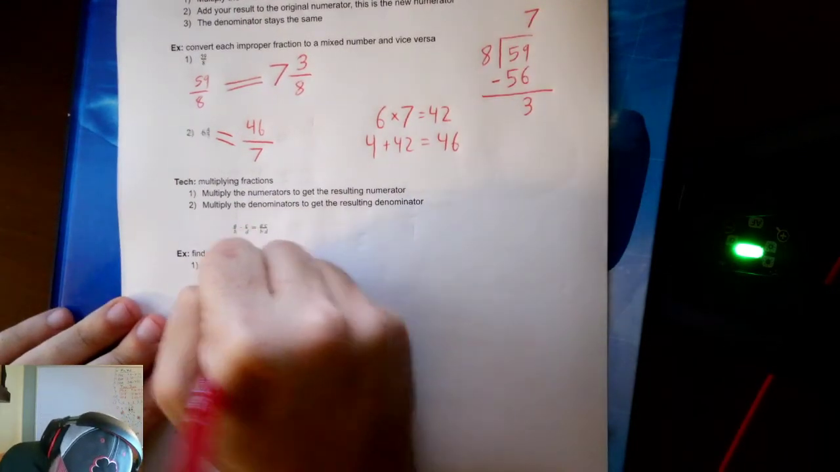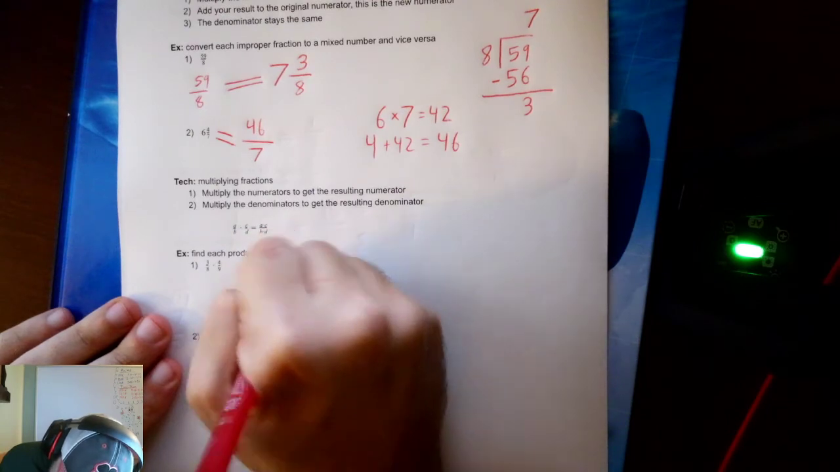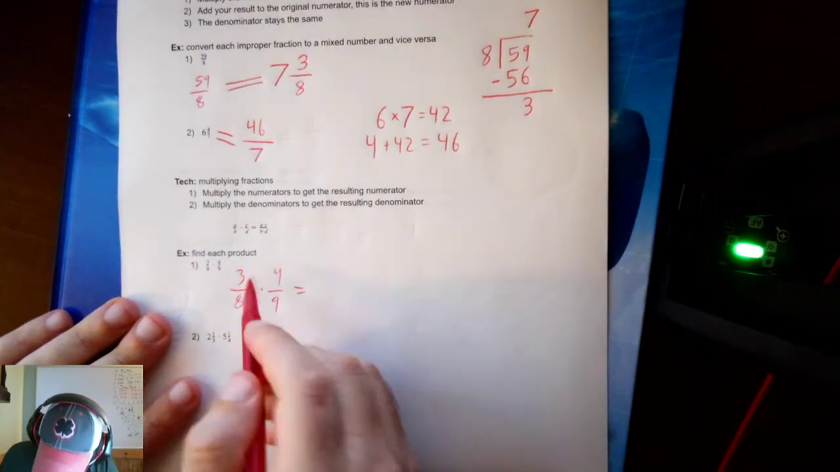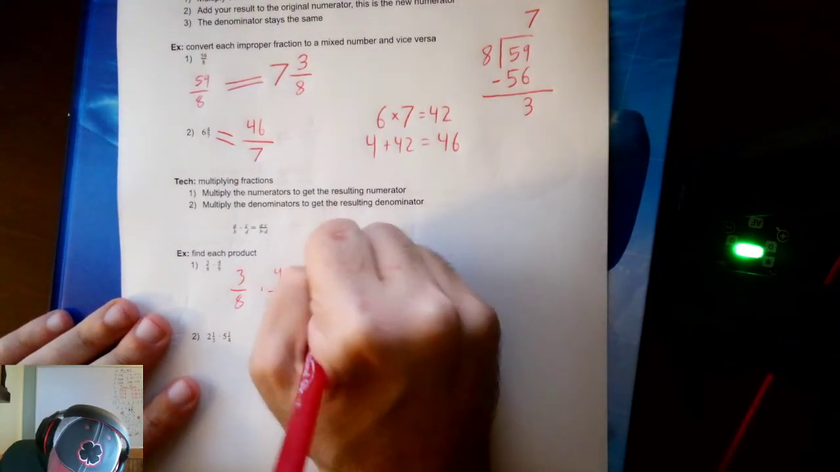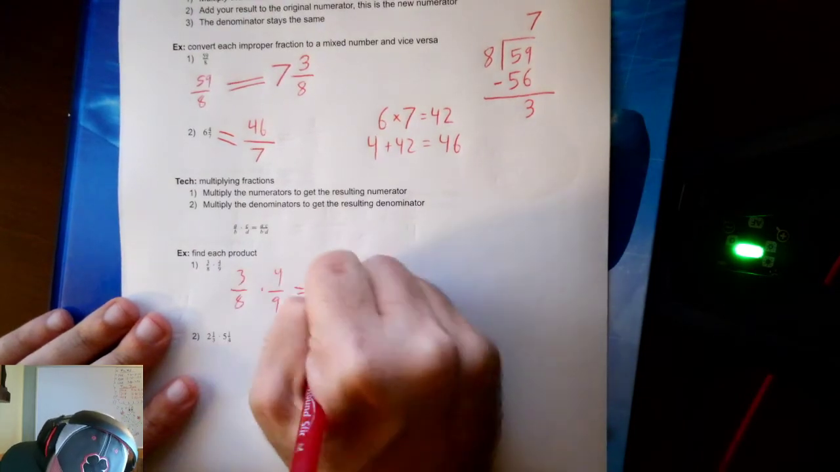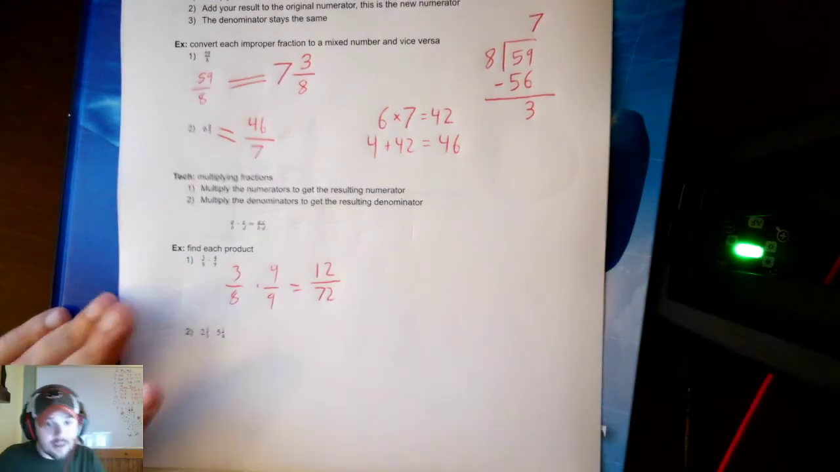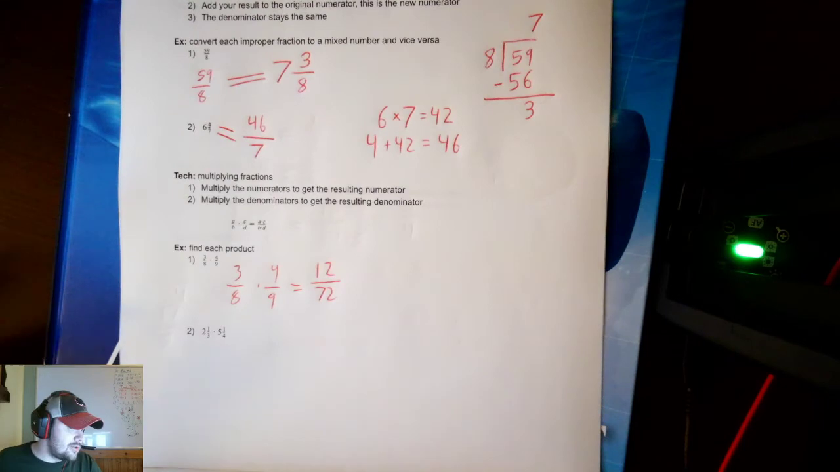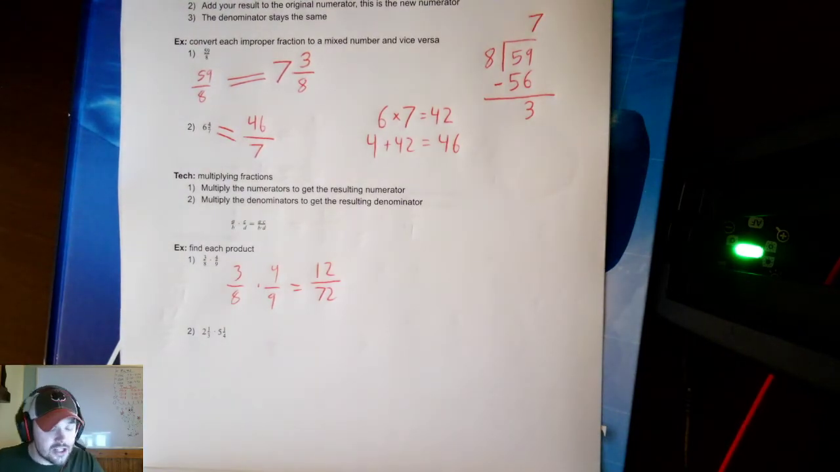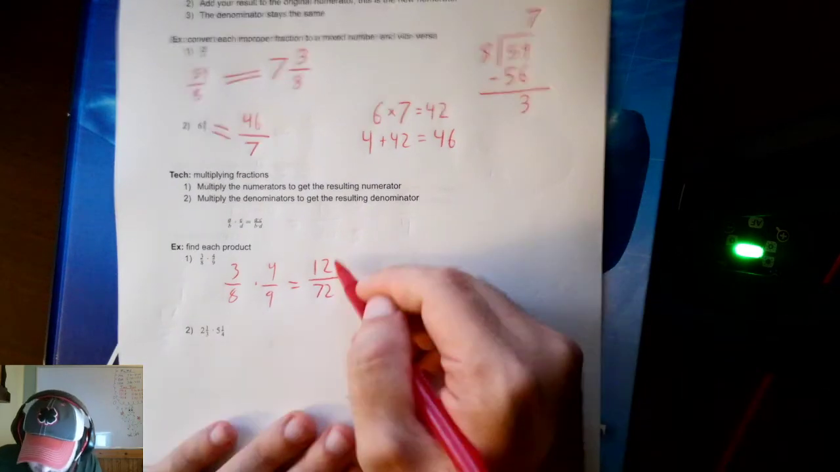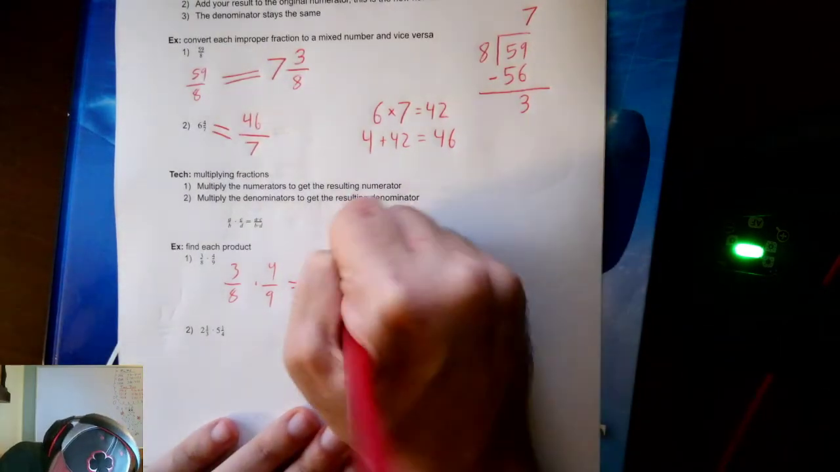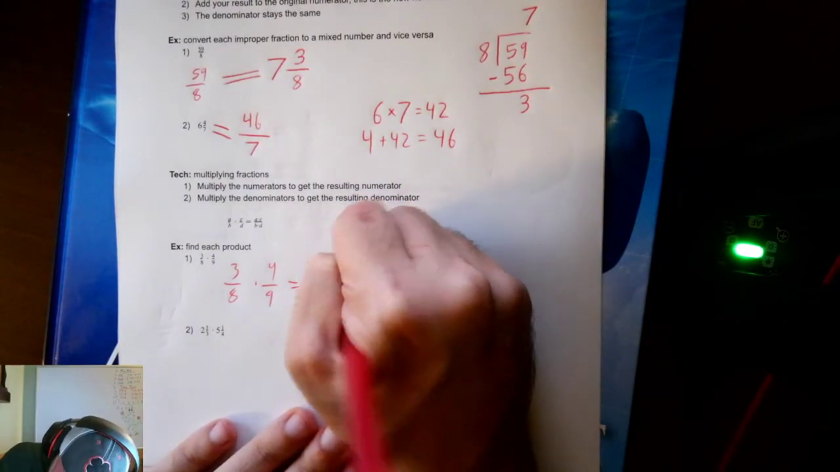So 3/8 times 4/9. Let's dive right in. 3 times 4 is 12, and 8 times 9 is 72. So I've multiplied. What should I do now? Check for reducing. Check if I can reduce. Turns out I can. Both 12 and 72, those both divide by 12.